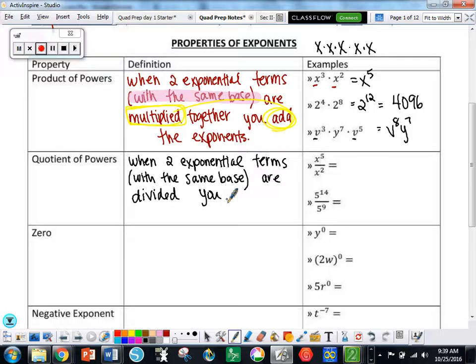Now what do you think the rule is here? I'm multiplying, right, with the same base. I added the power. What do you think the rule is when I divide? We're going to subtract, yeah.